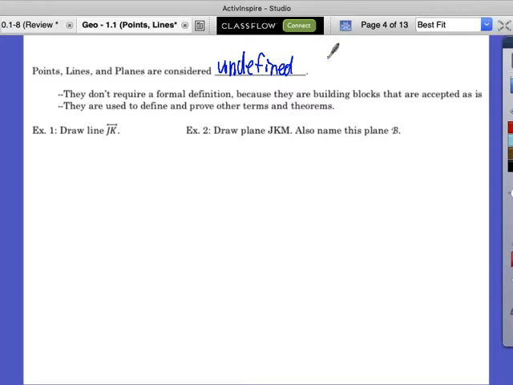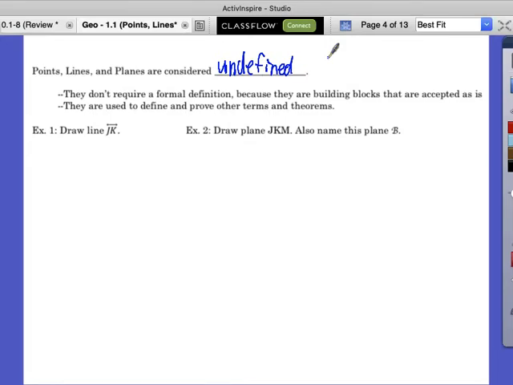And there are building blocks, and we're accepting these as is. So we accept these just to be true. You say, okay, if these are true, we're going to build everything else off of these things, okay? So we're going to build off of these, as well as things we call postulates, to define and prove other terms and theorems. So we say, based upon these things, we're going to define other things, okay?